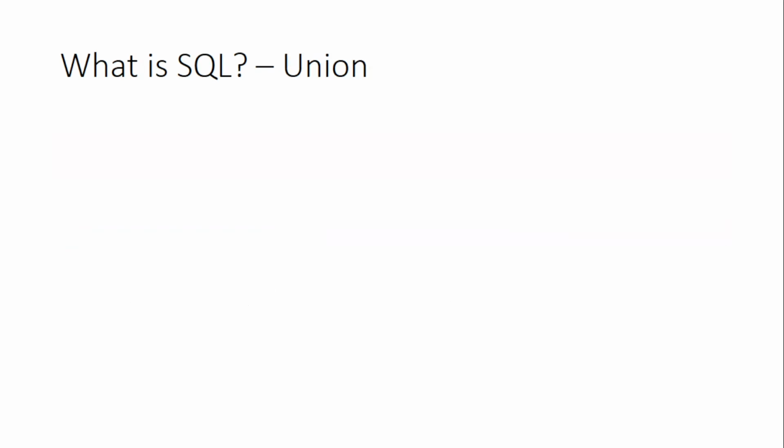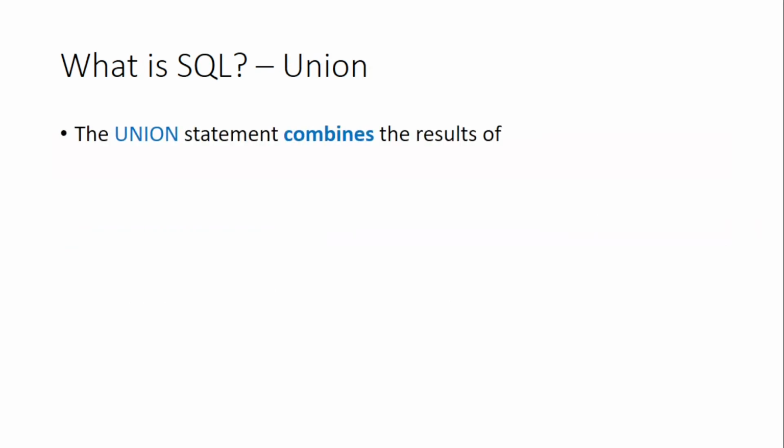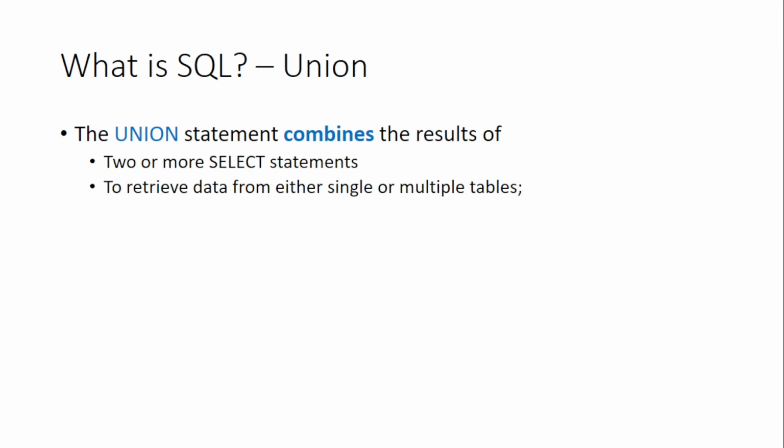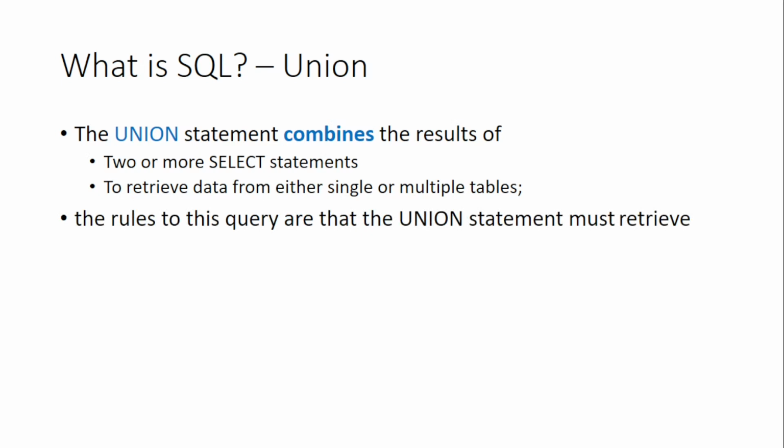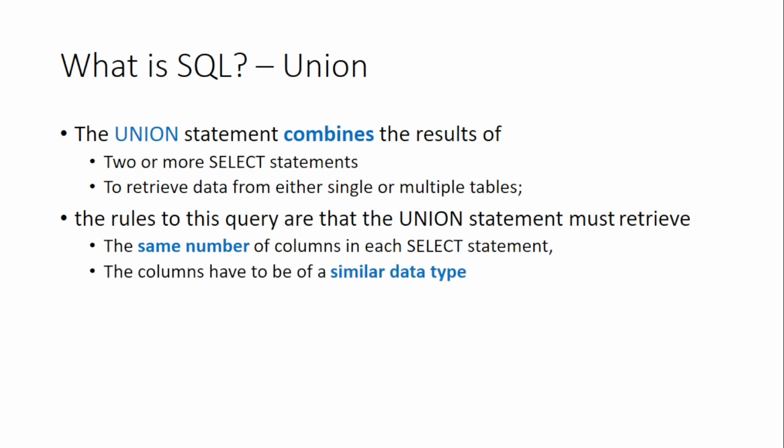So now that we've talked about the select statement, let's talk about the union. The union statement combines the results of two or more select statements, and that is to retrieve data from either single or multiple tables. The rules to this query are that the union statement must retrieve the same number of columns in each select statement, the columns have to be of a similar data type, and the column order has to be the same.